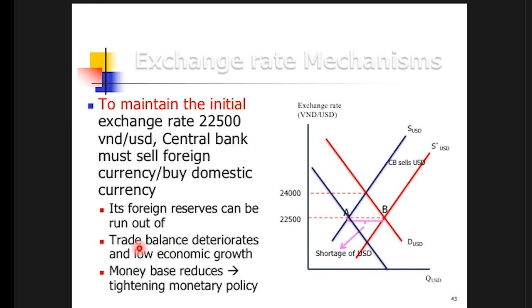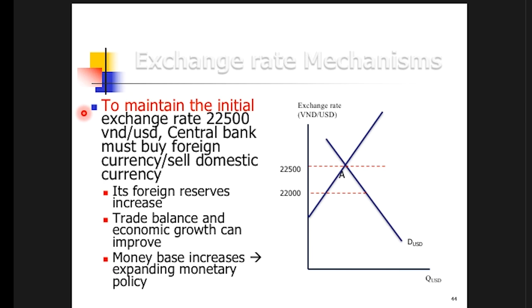The result of this policy is related to the foreign reserve of the central bank. It is related to the trade balance and also related to the amount of money base in the economy.